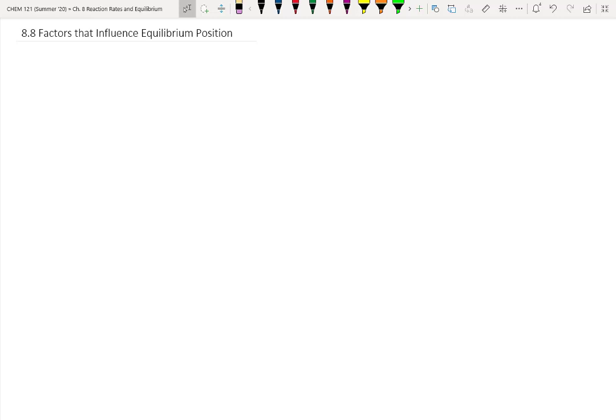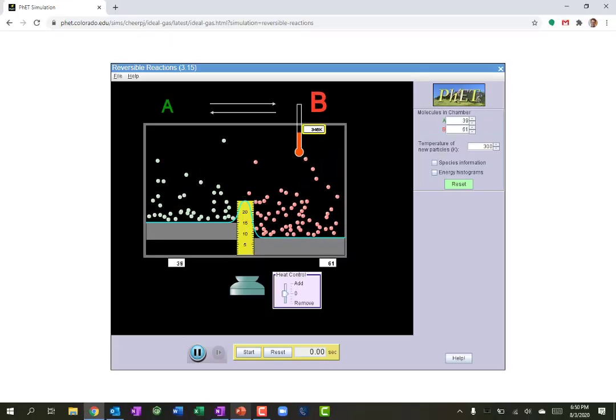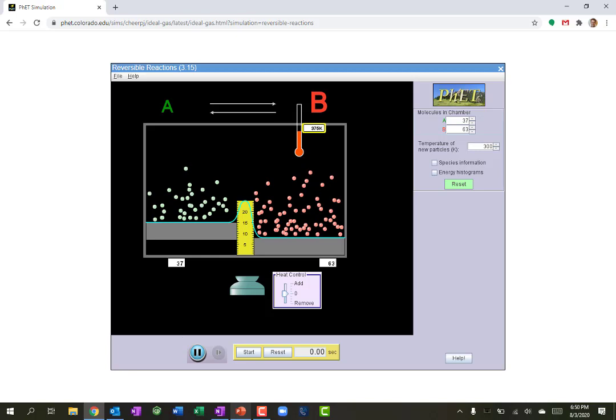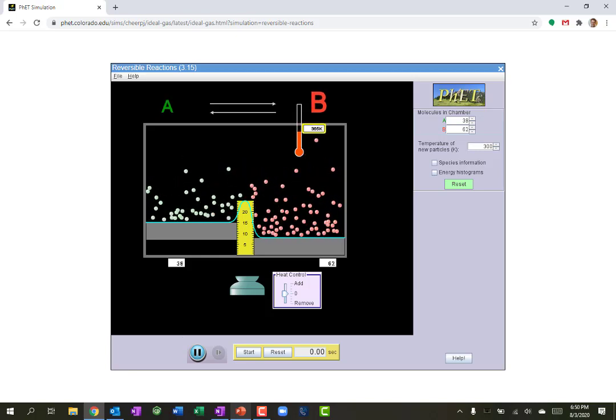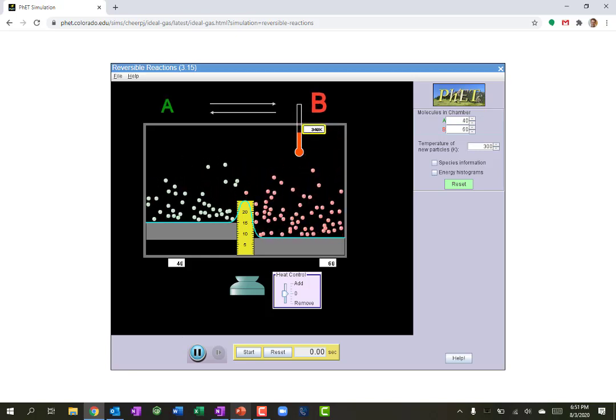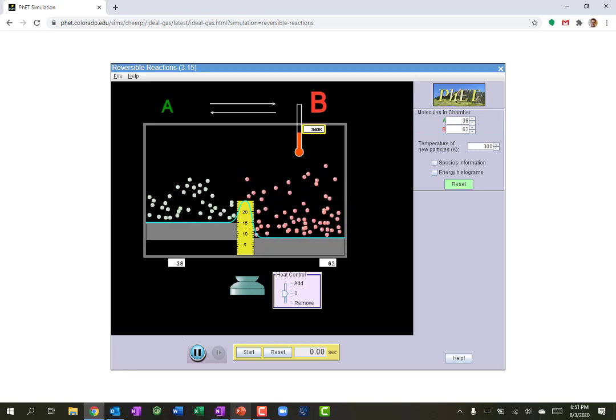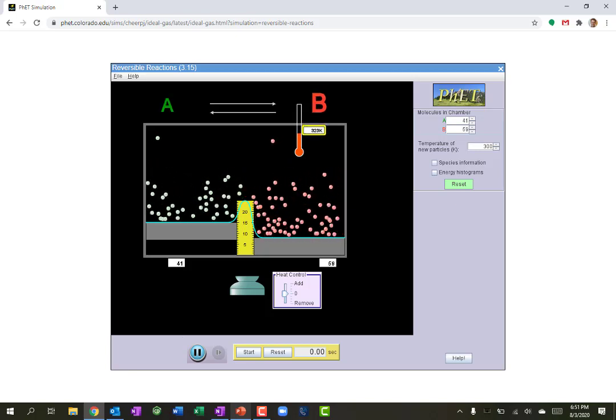All right. So in our last video, we took a look at equilibria, and I actually want to go back to the PhET simulation. So let's pull this up, and I've been just letting it run in the background on my computer. So it's definitely at equilibrium, right? The concentration of B is essentially unchanging. Same with the concentration of A.